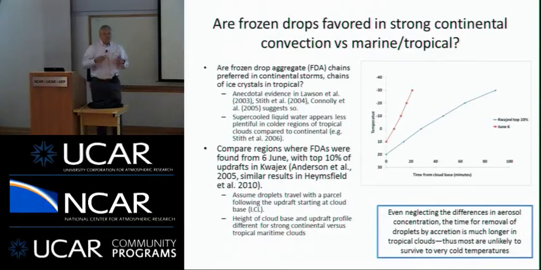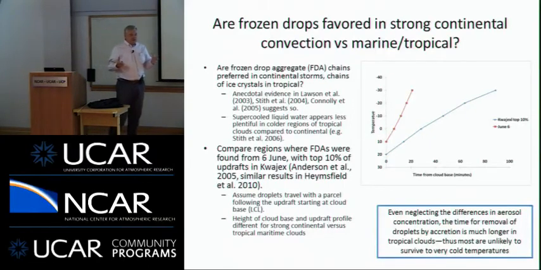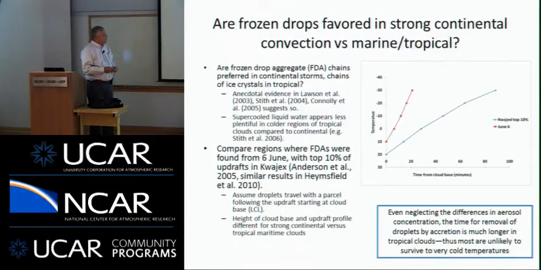As we all know, there's an aerosol effect between continental and maritime clouds. But even ignoring the difference in aerosol concentration, where you might expect an effect, the time available for accretional growth and the depletion of liquid water in the tropical cases seems to me to be much stronger than in the continental cases. So I think there's a good reason why we might expect to find more frozen droplets in the continental cases, and that these frozen droplets are put in a region where things like electrical forces can play an important role in forming them.